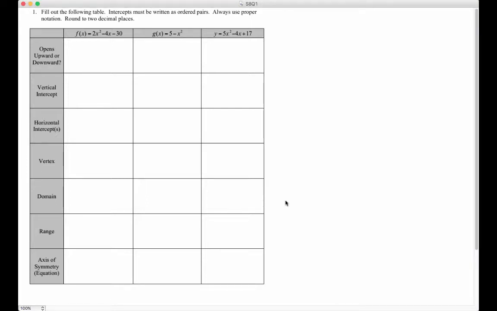So the first thing they want to know is the given parabola, does it open upward or does it open downward? So we've got f of x, g of x, and y of x to take a look at there. So the thing to remember is that what we're working with generically would be f of x is equal to ax squared plus bx plus c, the function given by that quadratic function. And we know that if the leading coefficient a is greater than 0, then we have a concave up parabola. In other words, it's an upward opening parabola.